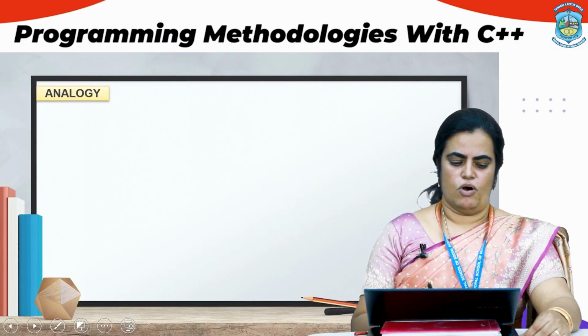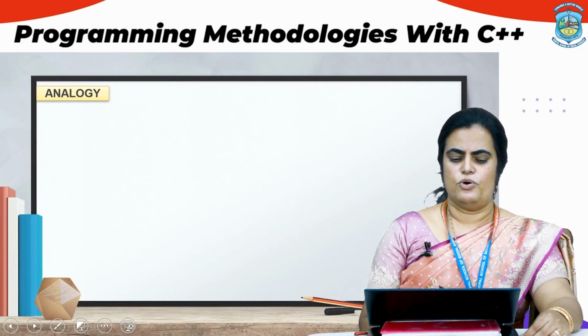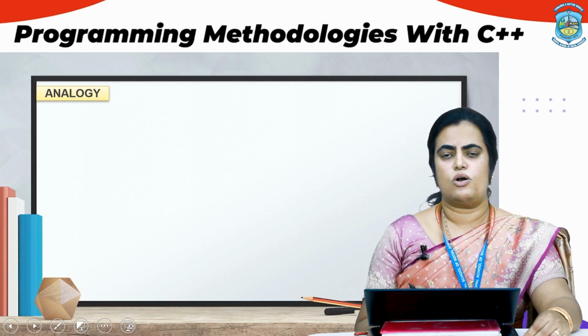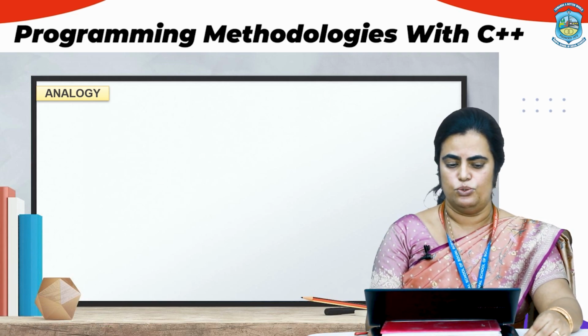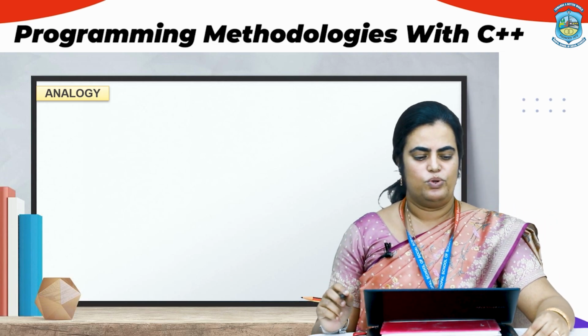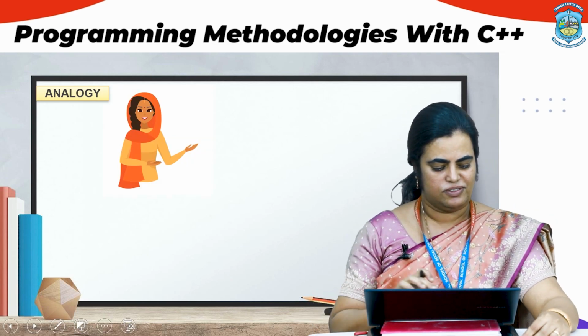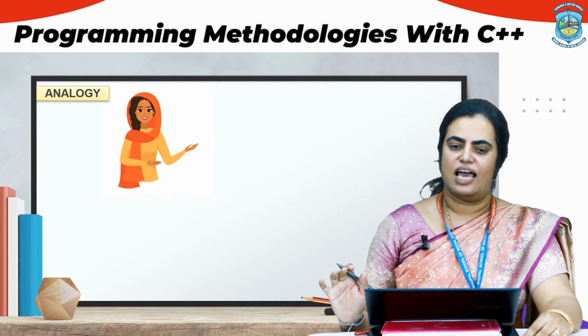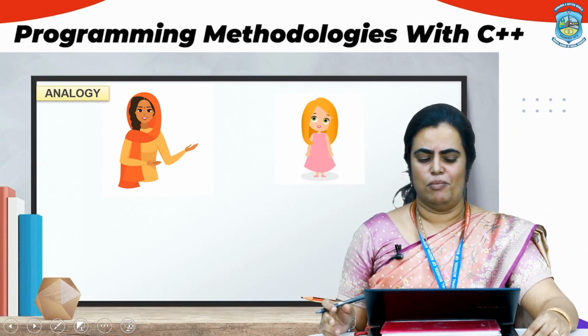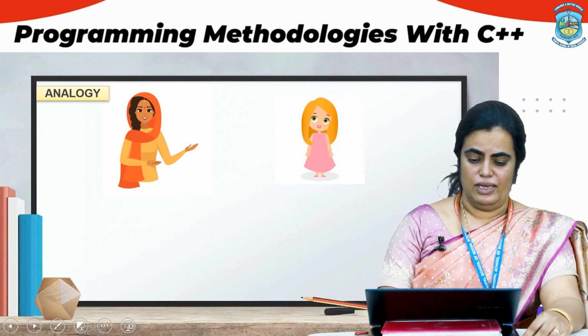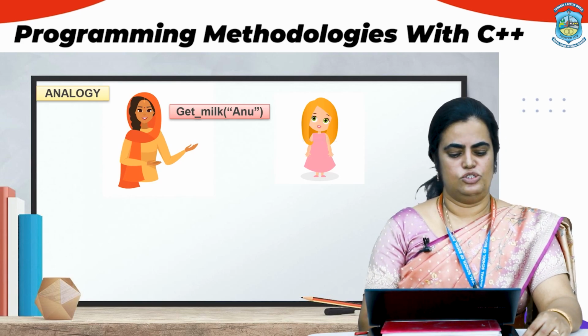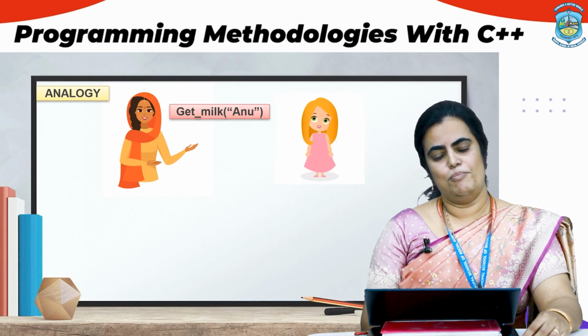Coming to the topic of recursion. In programming, recursion is a concept that is very widely used. Let me explain with the help of an analogy. Here, in this analogy, we have a young mother who wants to get some milk. So she asks her daughter Anu to get some milk.